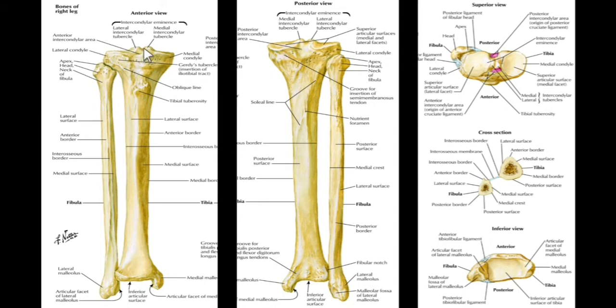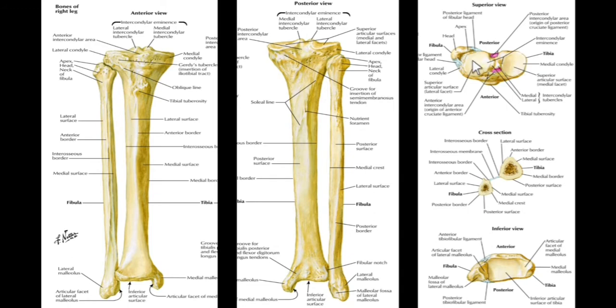Now the intercondylar area shows two eminences known as the lateral intercondylar tubercle and the medial intercondylar tubercle. This is the anterior view and this one is the posterior view. This area is known as the posterior intercondylar area. And in the superior view, you can identify these structures here and this one.